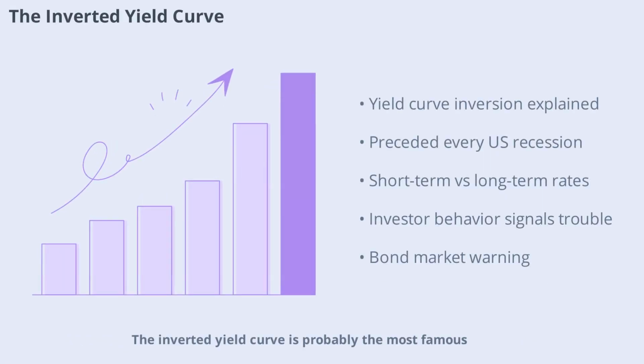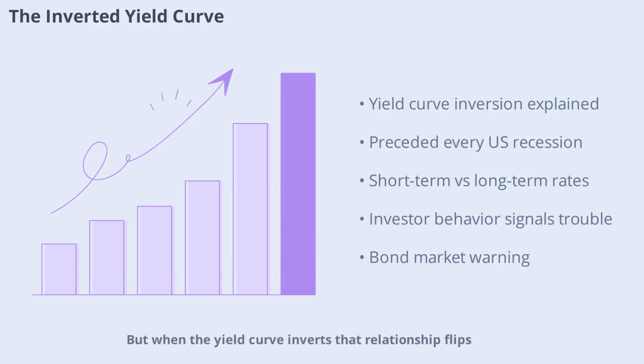The inverted yield curve is probably the most famous recession predictor in all of economics, and for good reason. It has preceded every US recession since 1955 with only one false signal. Here's how it works. Normally, if you lend money for 10 years, you expect a higher interest rate than if you lend for 2 years. More time means more risk, so the yield curve, which shows interest rates across different time horizons, slopes upward. Short-term rates are low, long-term rates are higher.